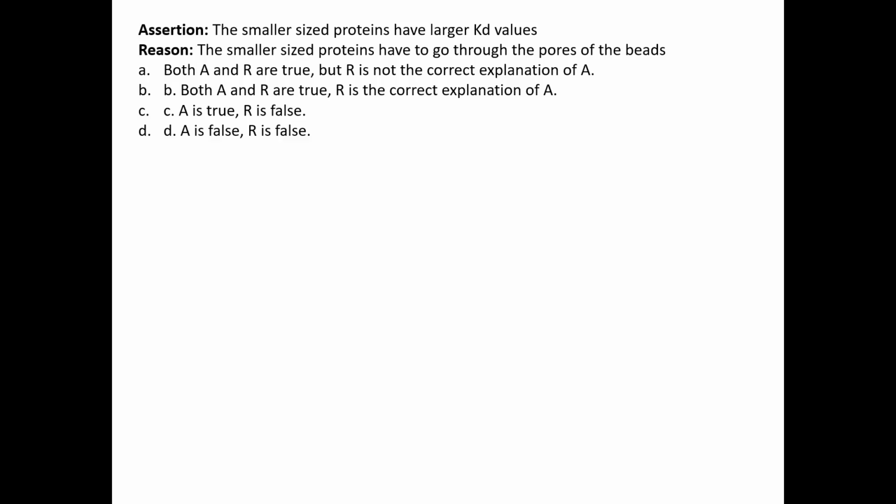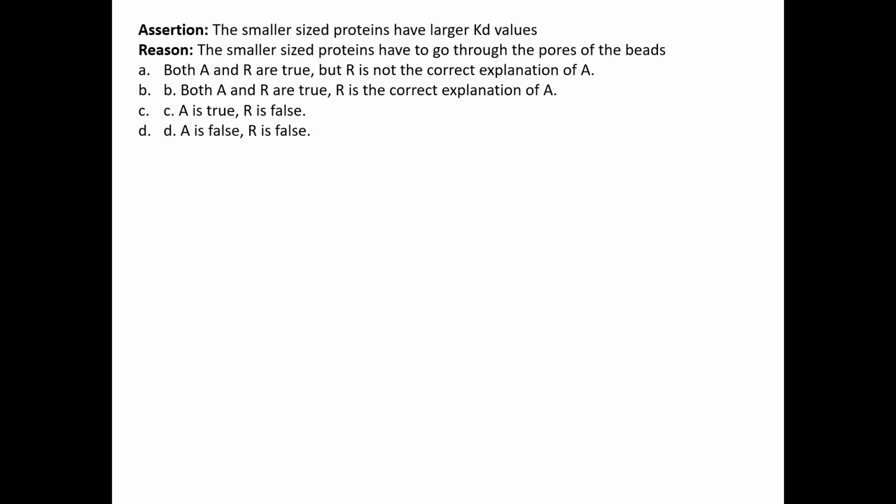They are assertion and reason questions. The next question: the smaller sized proteins have larger KD values, and the reason is that the smaller sized proteins have to go through the pores of the beads. Which is correct according to you? Can anybody answer? Are both true and R is the correct explanation? Or are both true and R is not the correct explanation? Or A true, R false, or A false, R true? A, B, C, D, which is the option? Just based on whatever you have understood till now, you can answer this question.